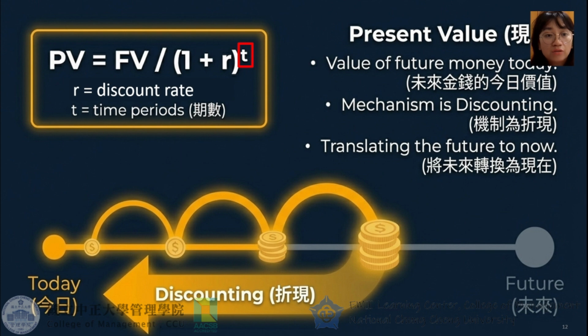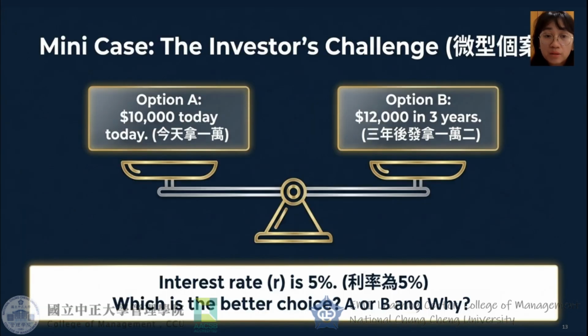Okay, so now you understand the mechanism and the formulas. Let's try to apply these formulas with a mini case. Imagine that you are an investor facing two choices. Option 1, you take a project that pays you 10,000 today. Option 2, you take a project that pays you 12,000 in 3 years. Assuming that the discount rate is 5%, which one is a better choice for you and why?